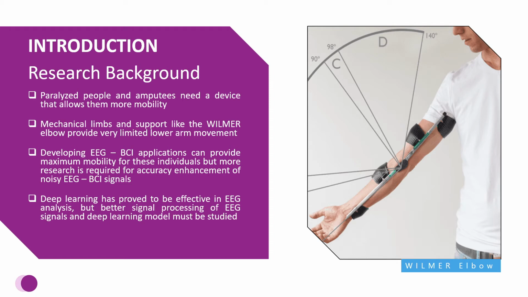Paralyzed people and amputees need a device that allows them more mobility. Mechanical limbs and support like the Wilmer elbow provide very limited lower arm movement. Developing EEG BCI applications can provide maximum mobility for these individuals, but more research is required for accuracy enhancement of noisy EEG BCI signals. Deep learning has proved to be effective in EEG analysis, but better signal processing of EEG signals and deep learning models must be studied.